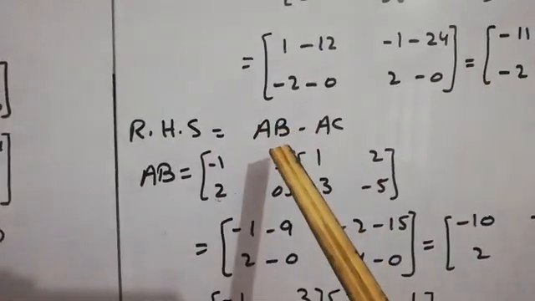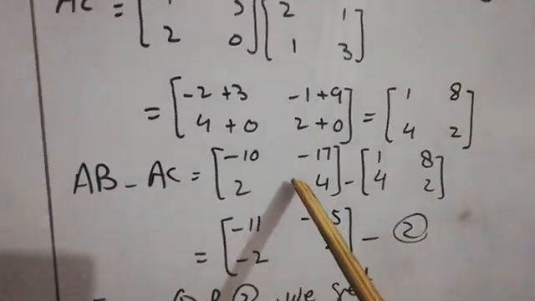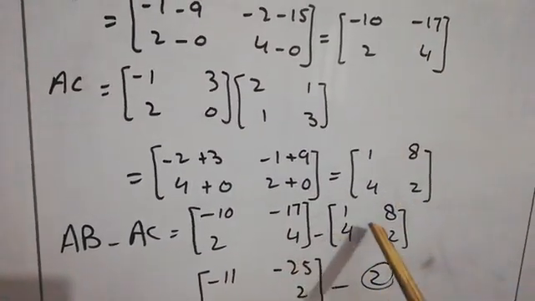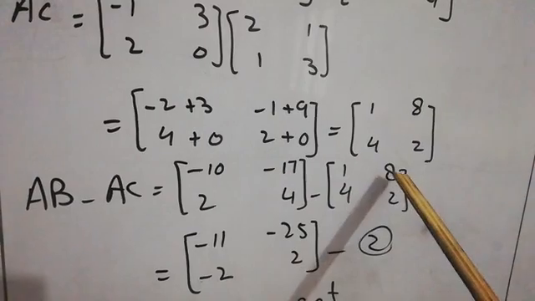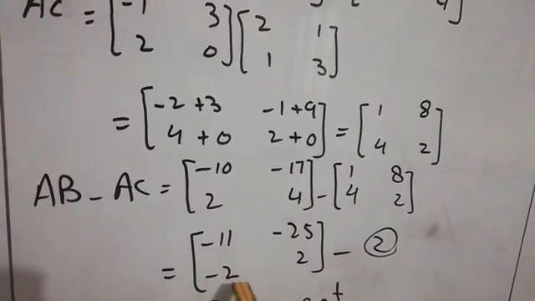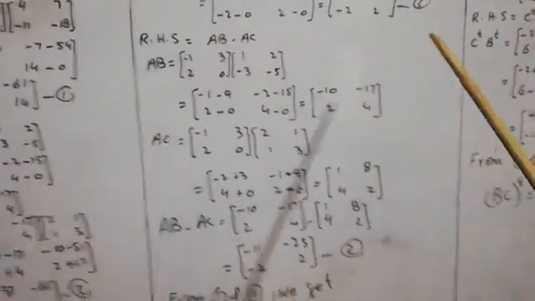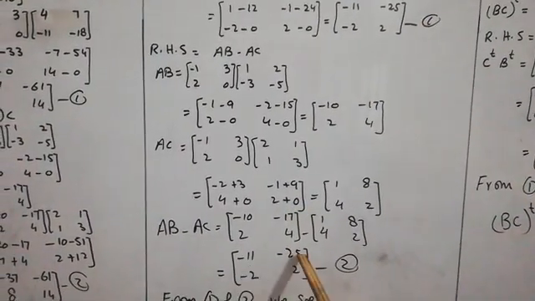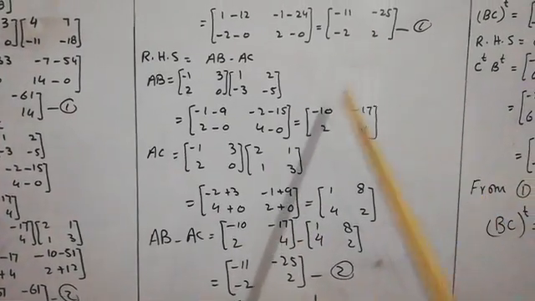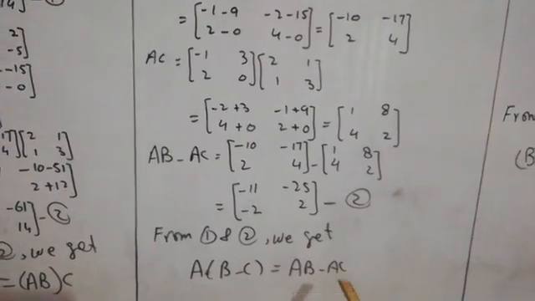And now at the end we will find the subtraction. We will find the difference between these two products, which is AB minus AC. Write the answer of AB and minus the answer of AC, and we will get minus 10 minus 1 is minus 11, minus 17 minus 8 is minus 25, 2 minus 1 is minus 2, 2, 4 minus 2 is equal to 2. Now we will compare both results. Answer number 1 is minus 11, minus 25, minus 2, minus 2, and the same minus 11, minus 25, minus 2, 2. Sorry, these are the two positive values. So from 1 and 2 we get A into B minus C is equal to AB minus AC.